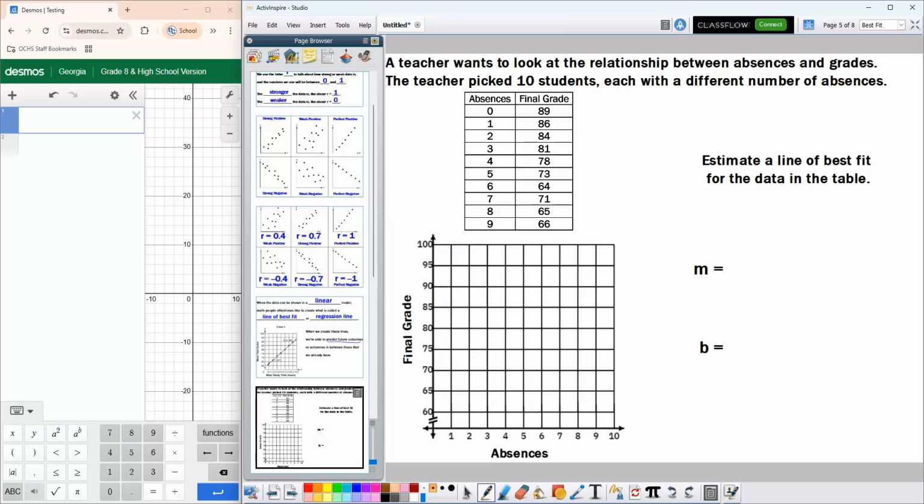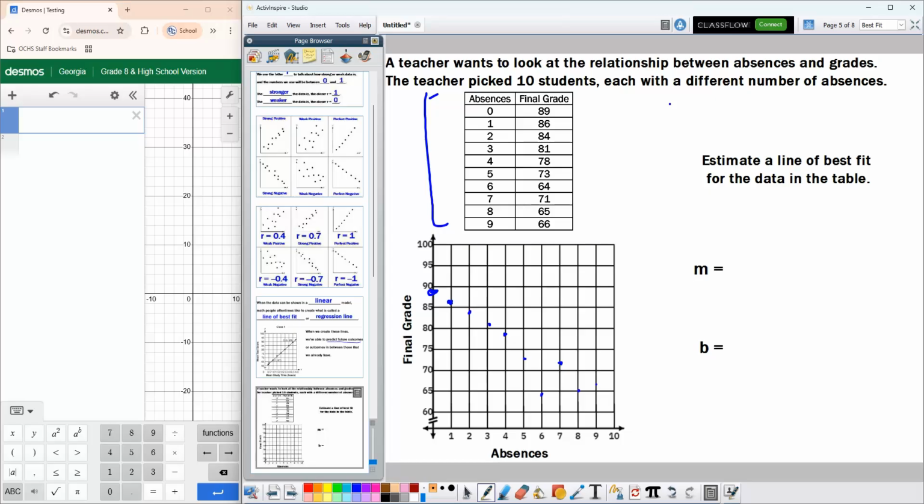So what I would encourage you to do is to plot each of these points right here. So like you'd have 0, 89 right there. I'm trying to do this on my laptop, so yours will be better than mine. 1, 86 would be right there. 2, 84 right there. 3, 81. 4, 78. 5, 73. 6, 64 would be down there. 7, 71 would be up there. 8, 65 would be right there. And 9, 66 would be right there.